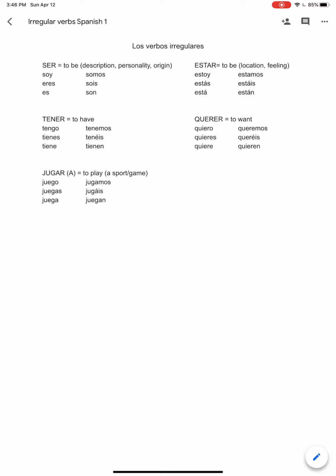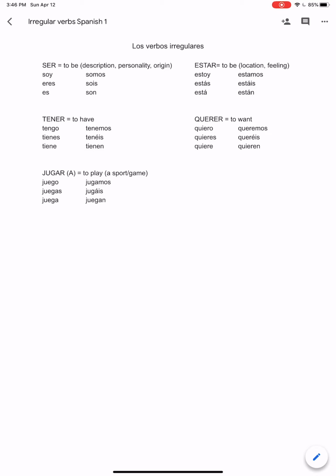Then we have the verb estar. Estar also means to be. This one, however, means just location and feelings. For the verb estar, when you conjugate it, the yo form is estoy. For tú, we have estás, está, estamos, estáis, and están.